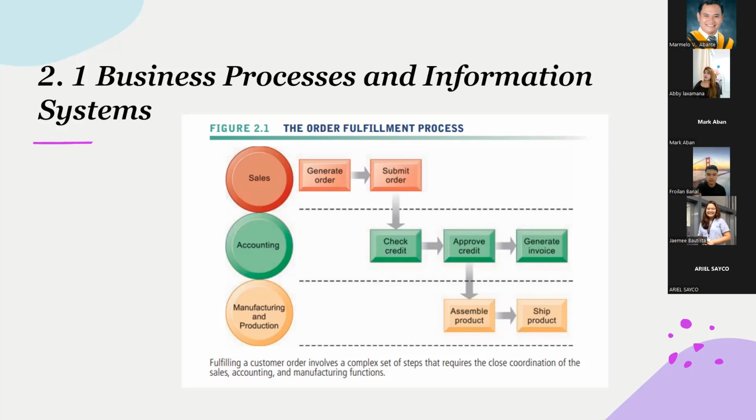A bill or invoice is generated by the accounting department and a notice is sent to the customer indicating that the product has shipped. The sales department is notified of the shipment and prepares to support the customer by answering calls or fulfilling warranty claims.